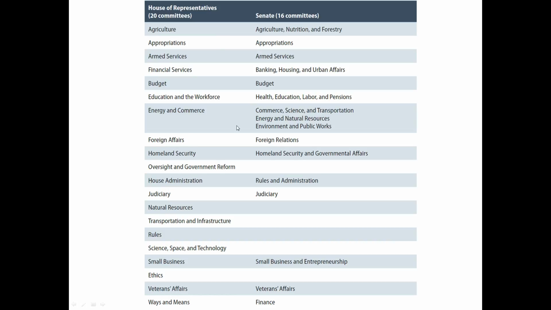Energy, obviously important. Homeland security, and in recent years, this has been deemed important enough to warrant its own committee. You don't have to remember all these specific committees. Just note that most of them are in response to a really broad, important, persistent area of policy that needs to be addressed.